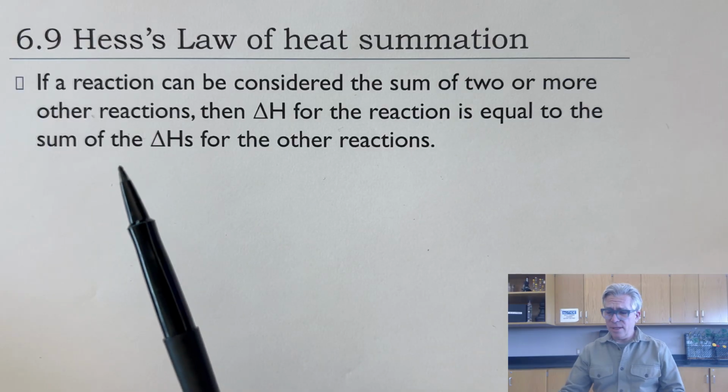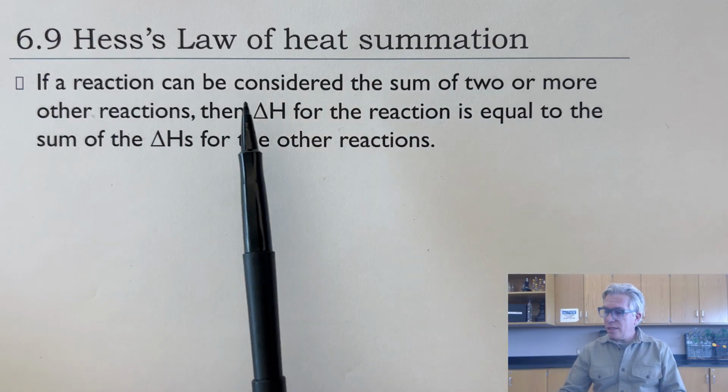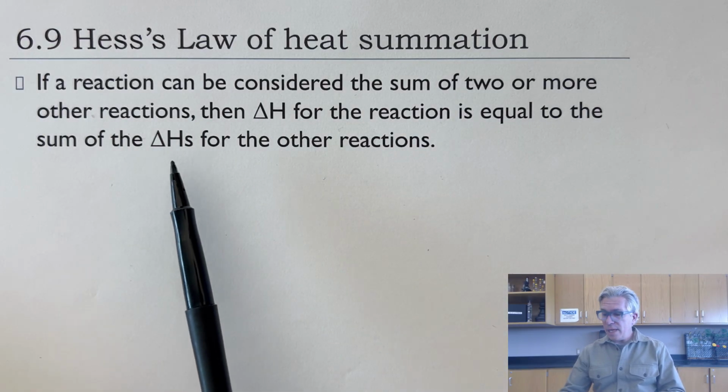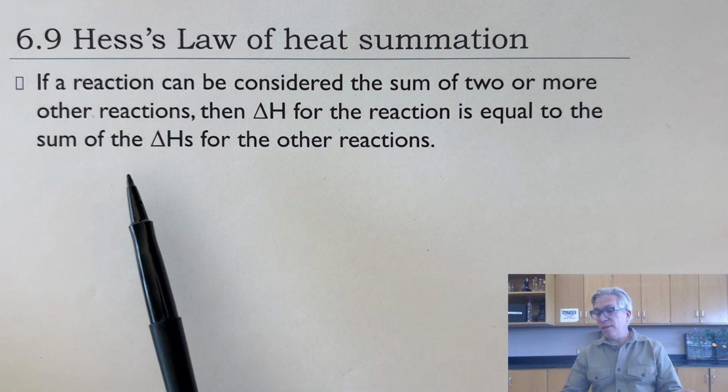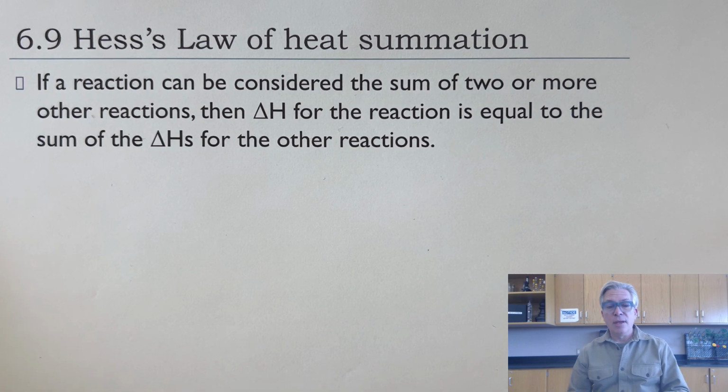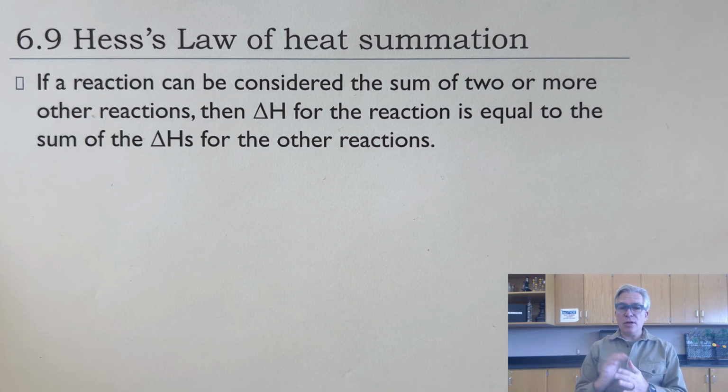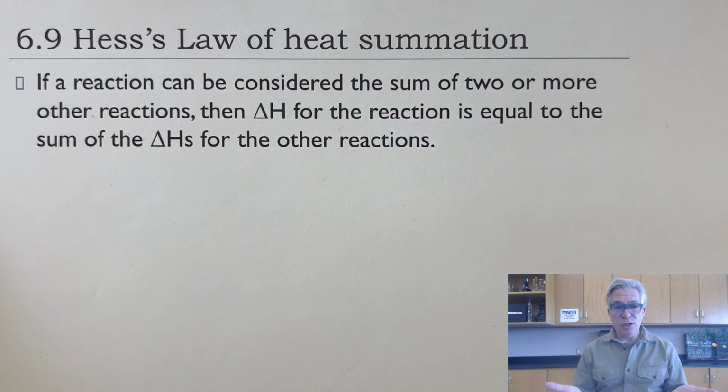Again, how can I find delta H for things? If a reaction can be considered the sum of 2 or more other reactions, then delta H for the reaction you want is equal to the sum of the delta H's for the other reactions. So it's a way of saying that if you start in one place and end in another place, it doesn't matter how you get there, the energy change will be the same.